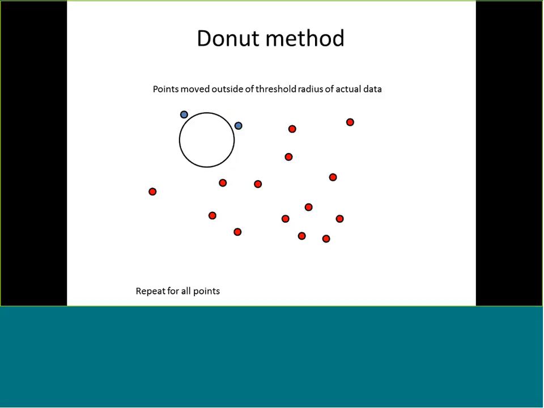Again, we alter the entire distribution. The method is essentially not reversible. Once we've applied it, it's impossible to get the original data back again.